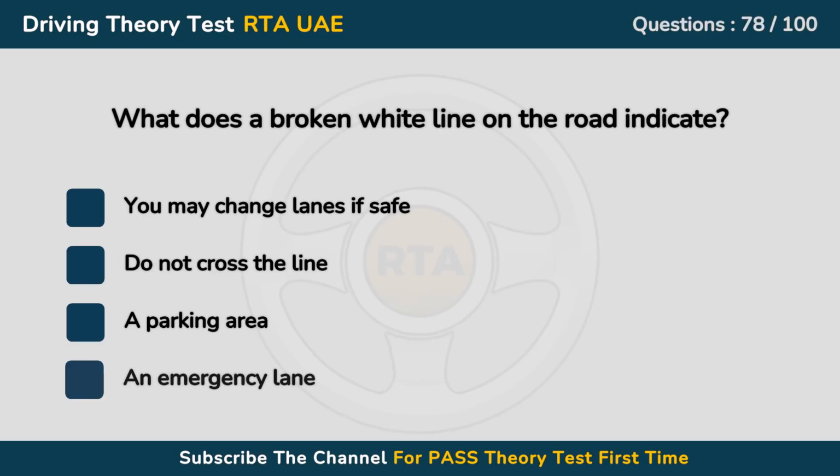Question 78. What does a broken white line on the road indicate? A. You may change lanes if safe. B. Do not cross the line. C. A parking area. D. An emergency lane.